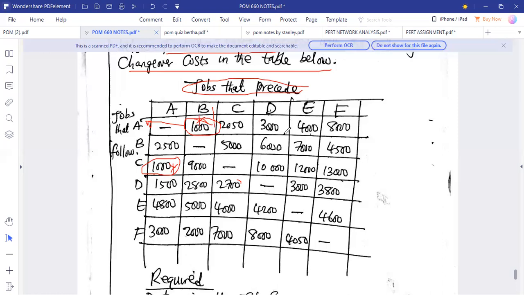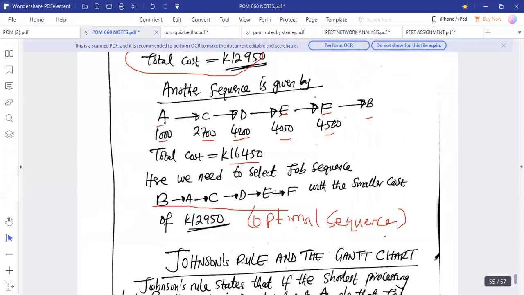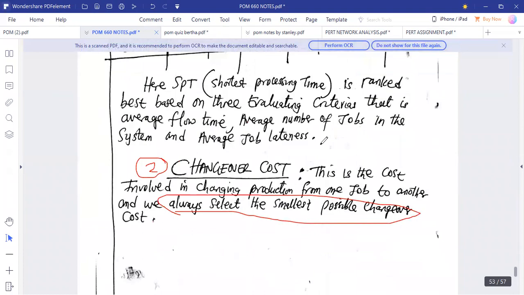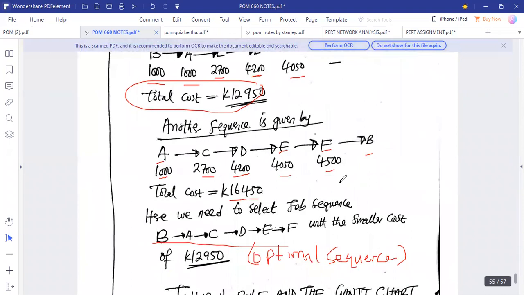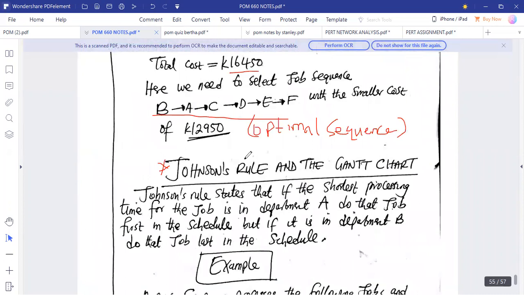The third part of this topic, we're going to look at in the next class. For now, just revise the sequencing rules: first come first serve, the shortest processing time, the due date, the critical ratio, then the changeover cost, the one I have been explaining. And then in the next class, we're going to look at the last part of it, which is Johnson's rule and the Gantt chart.